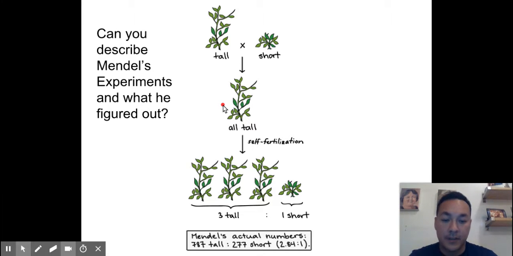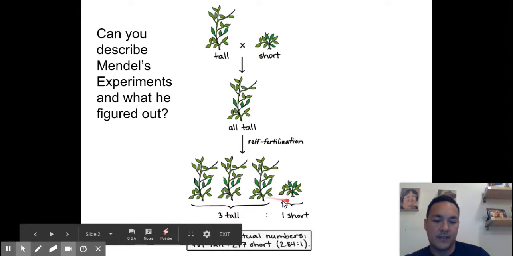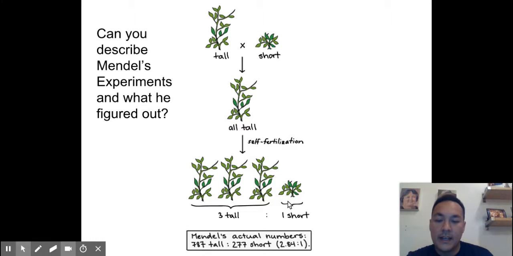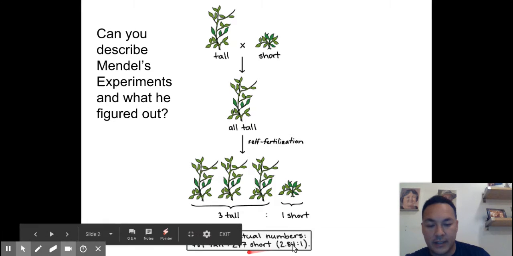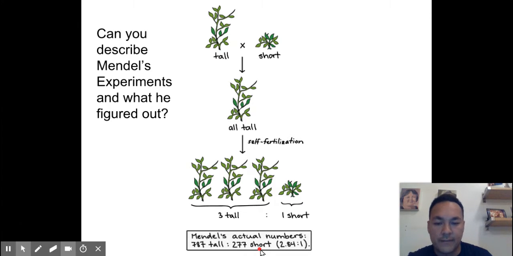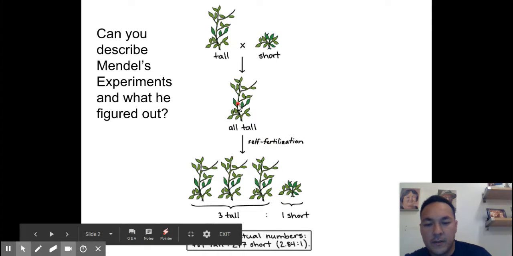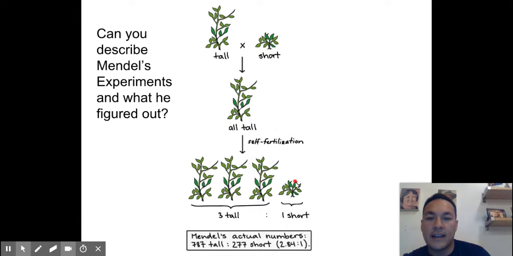Every plant comes out tall. Okay. Well, what's interesting is when you cross the F1 generation with itself, you then got 3 talls and 1 short. And here you got that classic Mendelian ratio. He didn't actually get 3-to-1, right? He did a lot of plants. He got 787 to 277. So he conjectured or figured out that this must be the ratio. In other words, this short one was hidden. It was hidden within this tall plant, but it came out later on, just at a lower frequency.